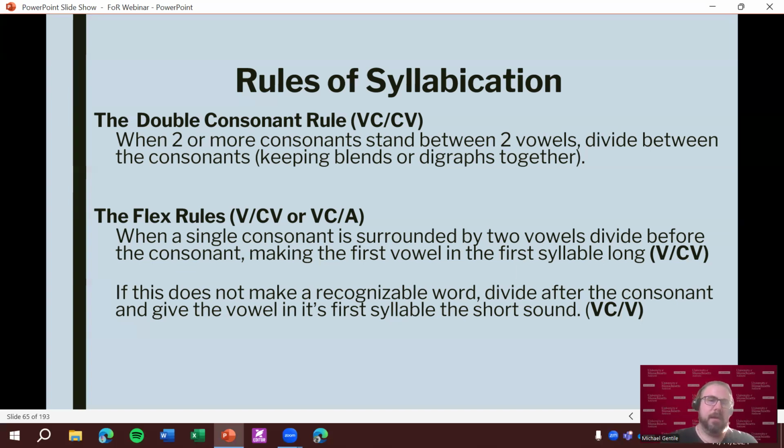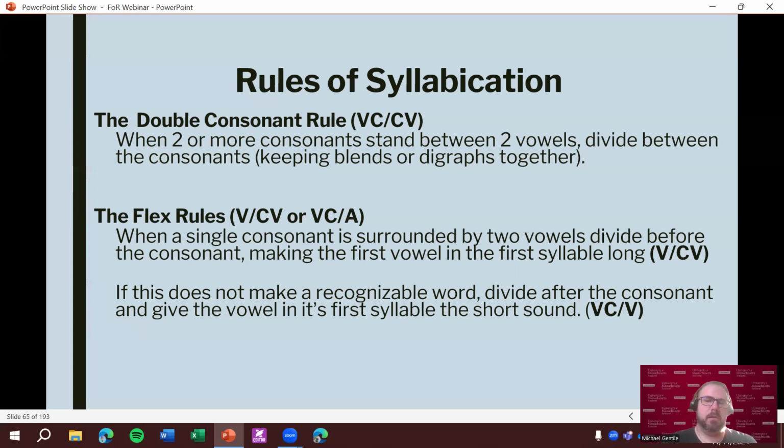Other times, you have what are called the flex rules, where you have a vowel followed by a consonant and a vowel. So the question is, where do you give the consonant? When you have a single consonant between two vowel sounds, what do you give it to? Okay. So when a single consonant is surrounded by two vowels, divide before the consonant, making the first vowel in the syllable long.